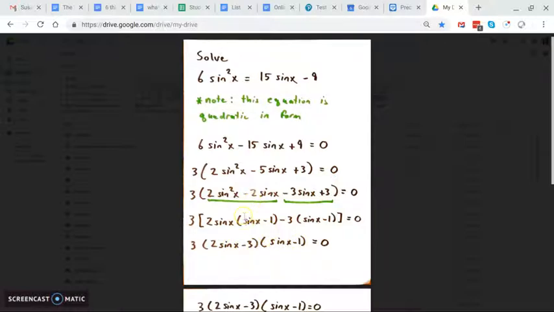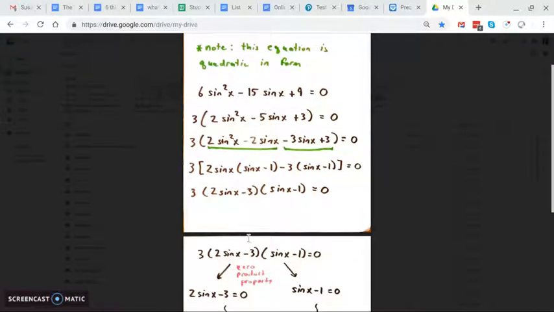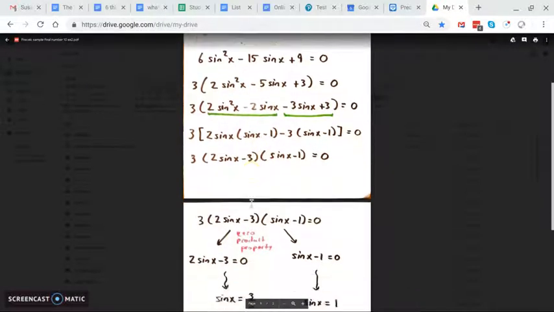If you're confused about how to do that, see if you can replace sine x squared with just x squared and sine x with just x, and see if you can factor that, because it's essentially the same thing, only instead of having an x, we have a sine x. That's why we call it quadratic in form.